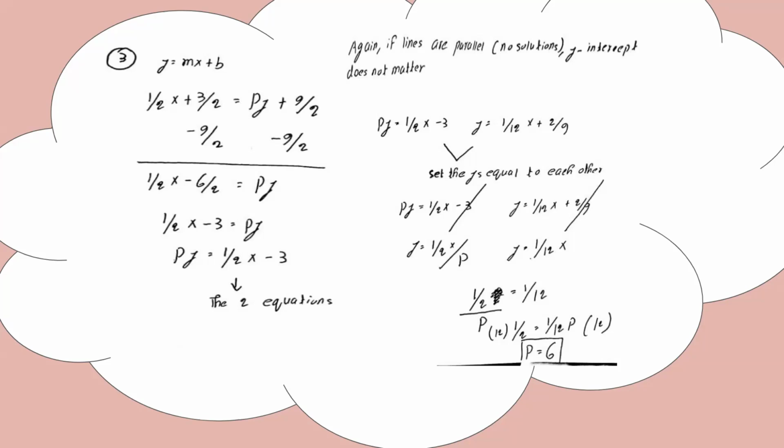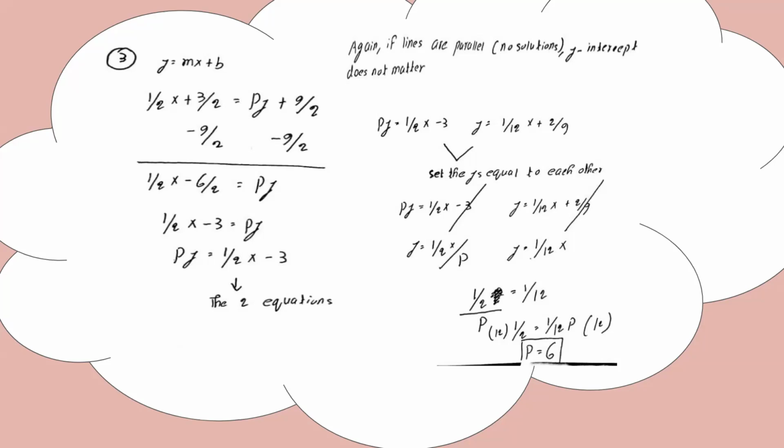Now, in order to find out the value of p, since both of the equations have y, we're just going to set them equal to each other and figure out the value of p. So we have 1 over 2 over p is equal to 1 over 12. Again, the x here does not matter. In order to solve for it, we're going to multiply both sides by p, and then we will have 1 over 12p is equal to 1 half. Then we will multiply both sides by 12, and we get the value of p is equal to 6.